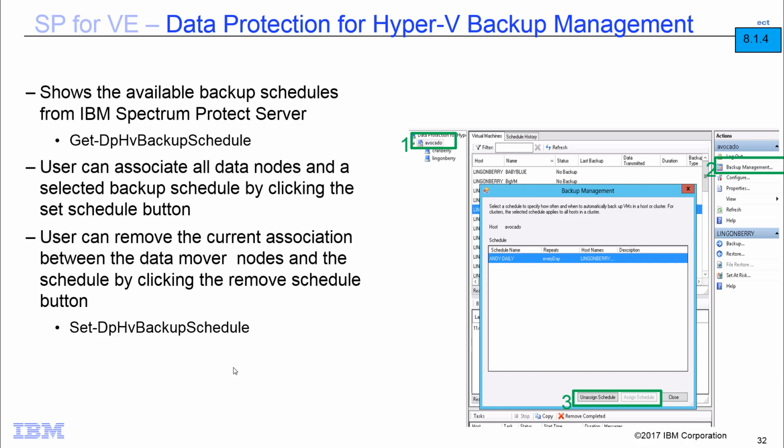Then on the backup management action, you can show the available backup schedules from the IBM Spectrum Protect server and can associate specific nodes with a selected backup schedule by clicking the Set Schedule button. So basically what you're doing here is associating a particular virtual machine or set of virtual machines with a schedule on the Spectrum Protect server. You can also remove the association between the data mover nodes and the schedule by clicking the Remove Schedule button.